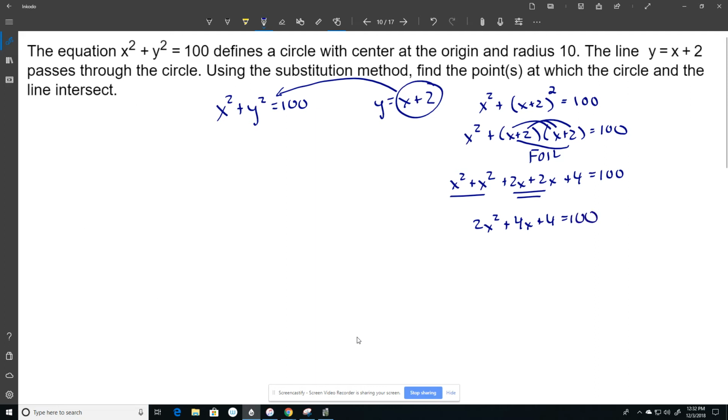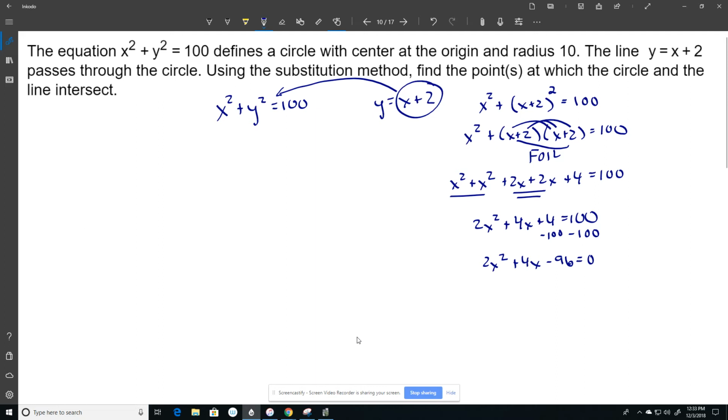I want to get everything on one side. So I'm going to subtract 100 from both sides. 2x squared plus 4x minus 96 equals 0. Now here's where we can simplify this problem a little bit.